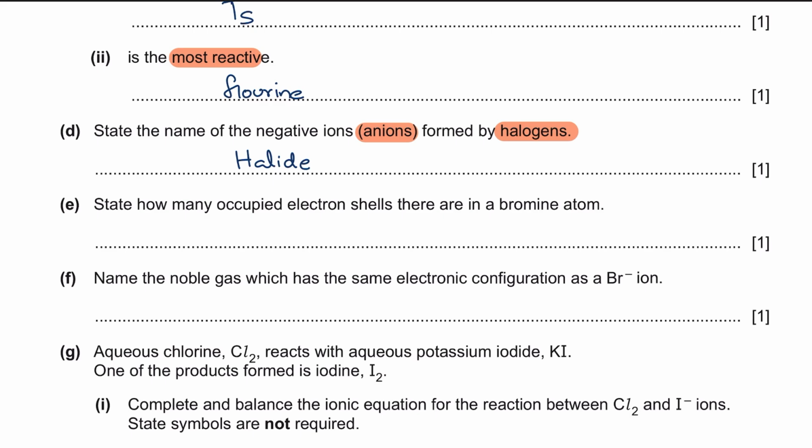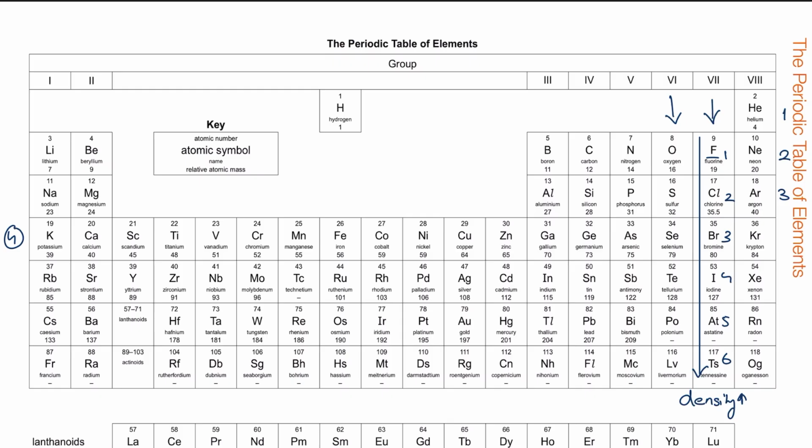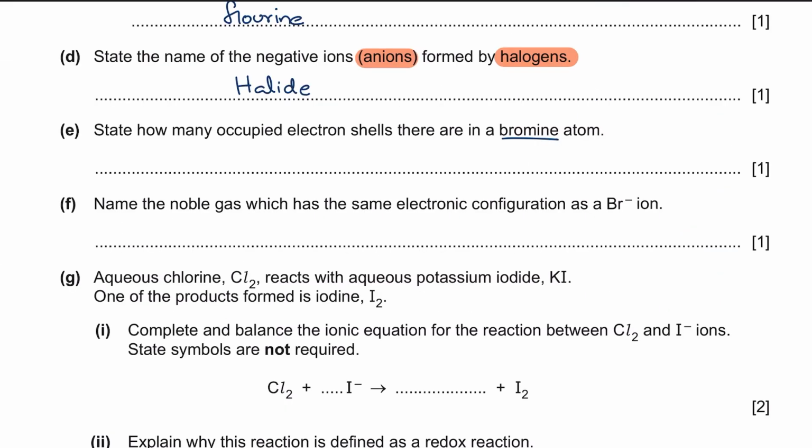The one formed by chlorine, chloride. State how many occupied electron shells there are in a bromine atom. Okay, let's look into the periodic table. As we know, bromine is in period number 4, right? So that is why it will have 4 shells, as the period number decides the number of shells, right?